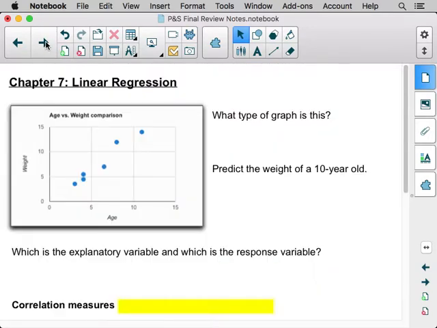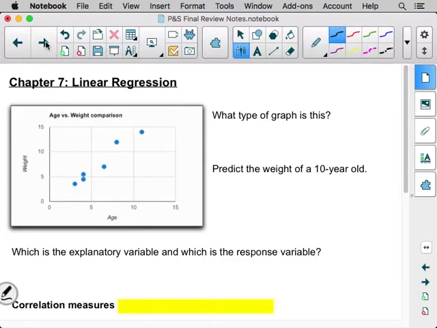Moving on to 7, okay? So you notice there's a lot in chapter 5, but one of the questions is honestly just going to be, what type of graph is this? So I'm hoping that you can tell me that this graph is a scatter plot. Again, so many points on your final are just, can you name the type of graph? Okay?